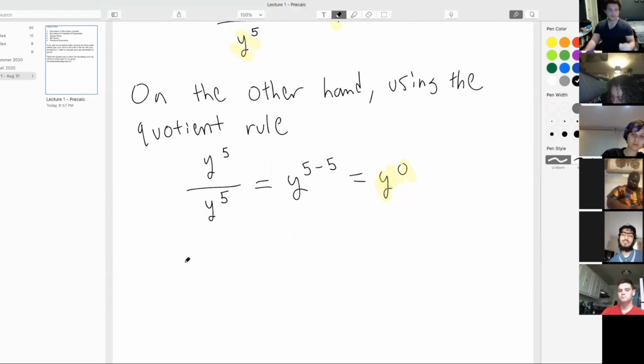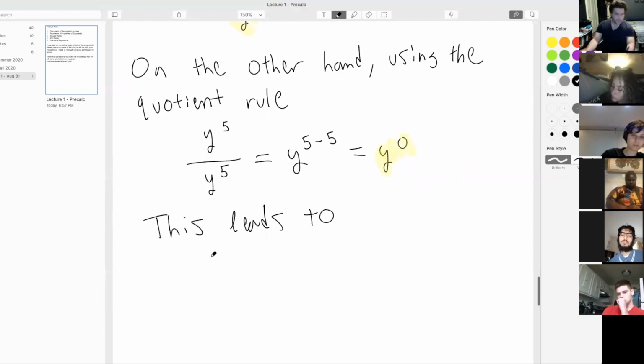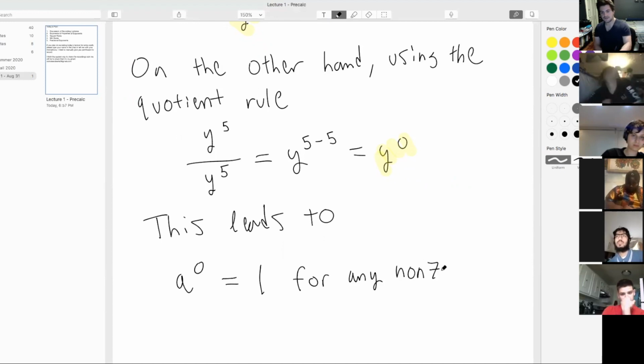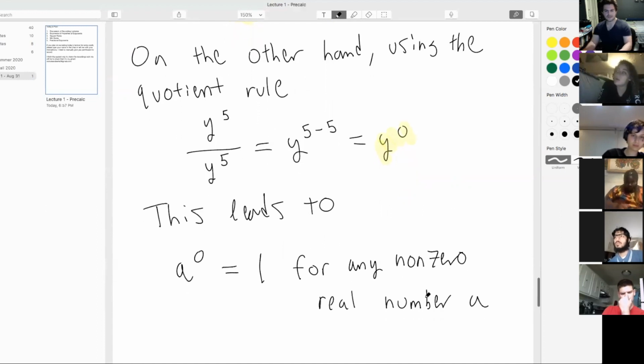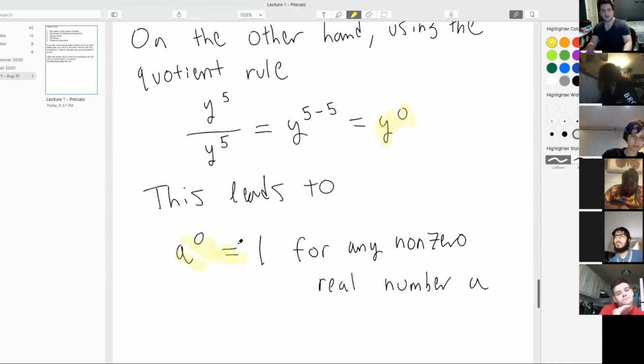So what's the conclusion here? This leads to, so a to the 0th power equals 1, for any non-zero real number a. All right, so that's the rule. Anything to the 0th power, you need to say that a is not 0. So any non-zero number raised to the 0th power is 1.